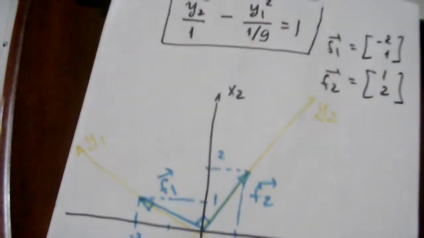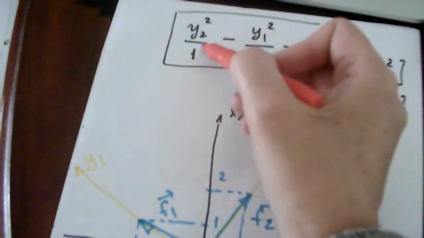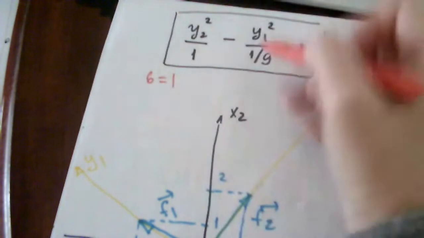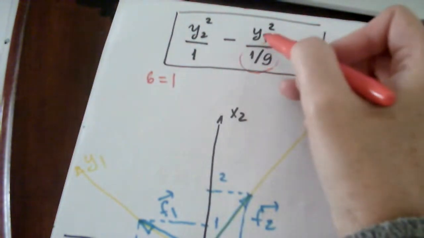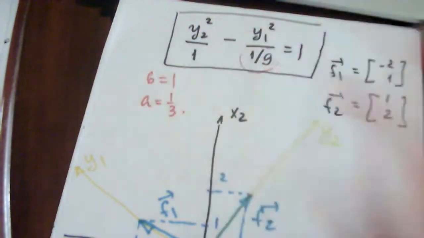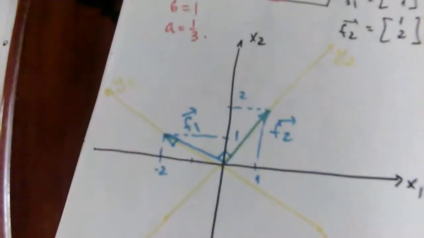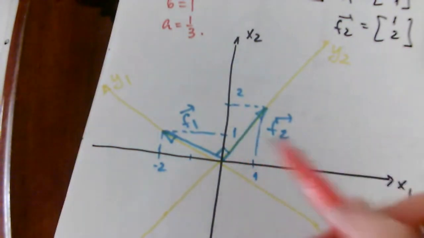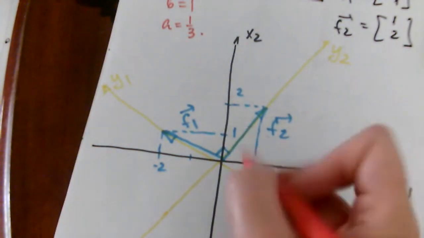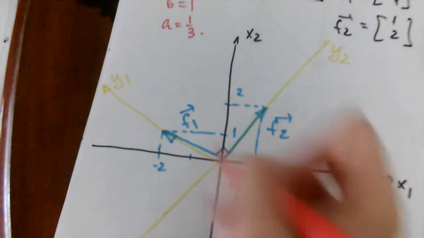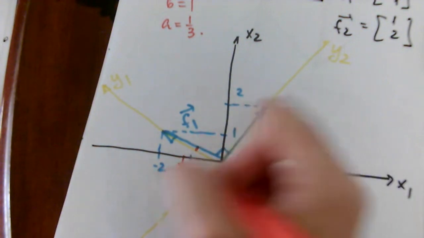Do you remember our first step to plot a hyperbola? The first step was to determine A and B. B is the coefficient under y2, so our B is equal to 1. And this is the coefficient under y1. This is A squared, actually. So our A is equal to 1 over 3. Now we need to build this rectangle. A equal to 1 over 3 goes here. This will be minus 1/3, and this will be plus 1/3.